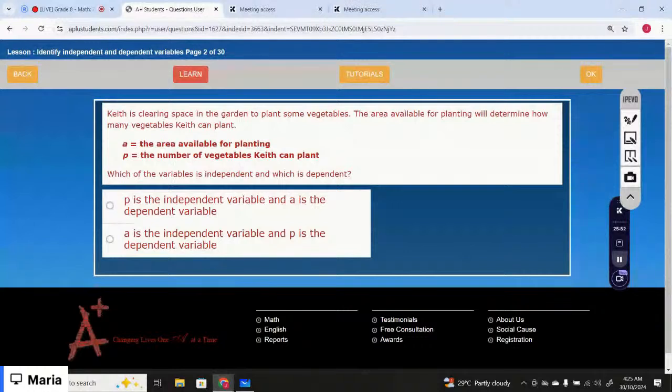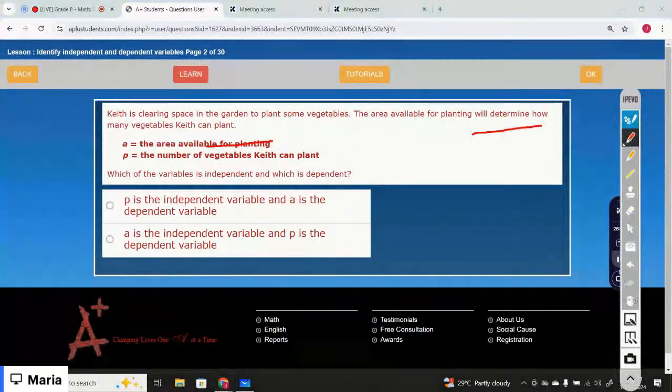Keith is clearing space in the garden to plant some vegetables. The area available for planting will determine how many vegetables Keith can plant. You can see here, the area of planting will determine how many vegetables Keith can plant. If she has more area, she can plant more vegetables.